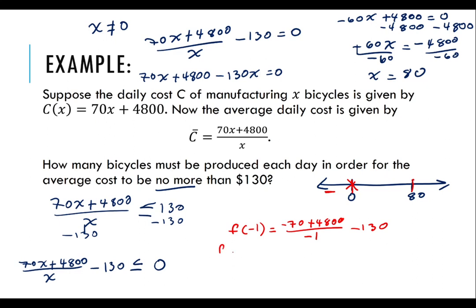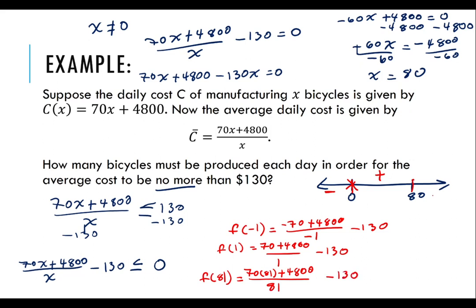How about f of 1? F of 1 is going to be 70 plus 4,800 divided by positive 1 minus 130. That's going to be 4,870 minus 130, but that's going to be a positive value, so between 0 and 80 it's positive. Then to the right of 80, how about we calculate f of 81? F of 81 is going to give me 70 times 81 plus 4,800 divided by 81 minus 130. I get that this is a negative number.